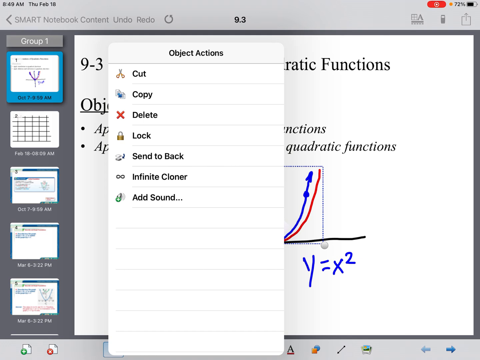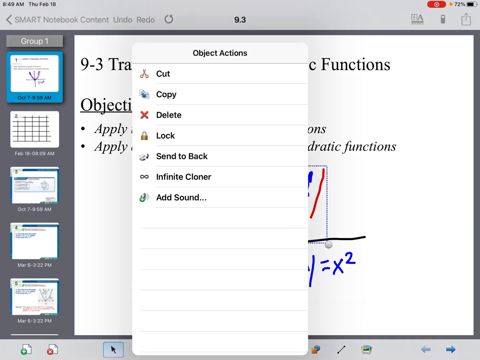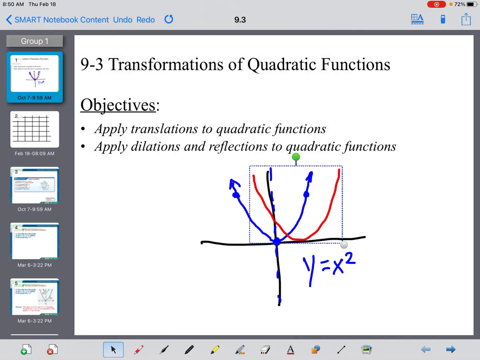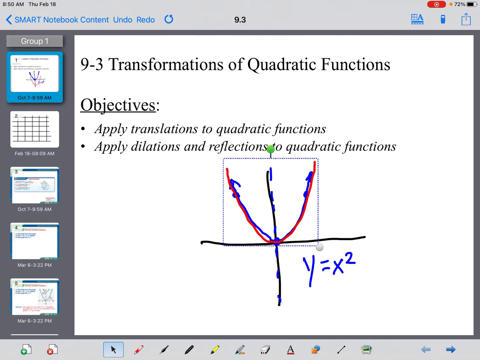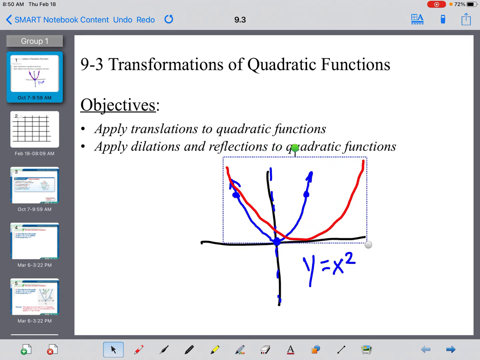And what we're going to find is that it moves it left and right. It can move it up and down. And it can also stretch it or flatten it. So that's going to be interesting to see how that looks mathematically. So you have your basic thing. Again, you can stretch it, you can compress it. That's what we call that. It gets flatter. Or you can stretch it and it gets steeper.